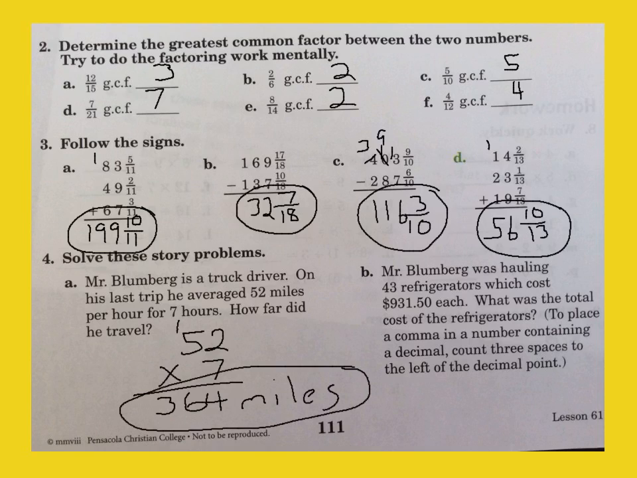Mr. Blumberg was hauling 43 refrigerators, which cost $931.50 each. What was the total cost of the refrigerators? And so what you're going to have to do is another multiplying of these two numbers.